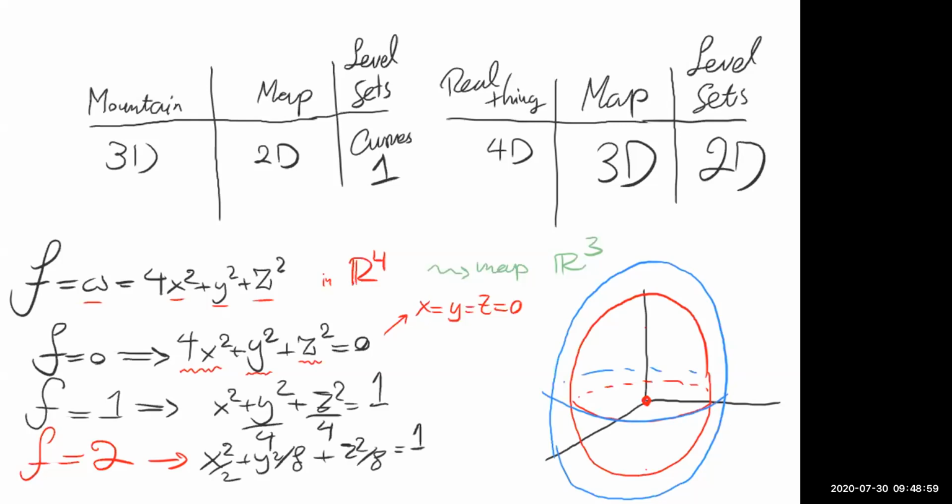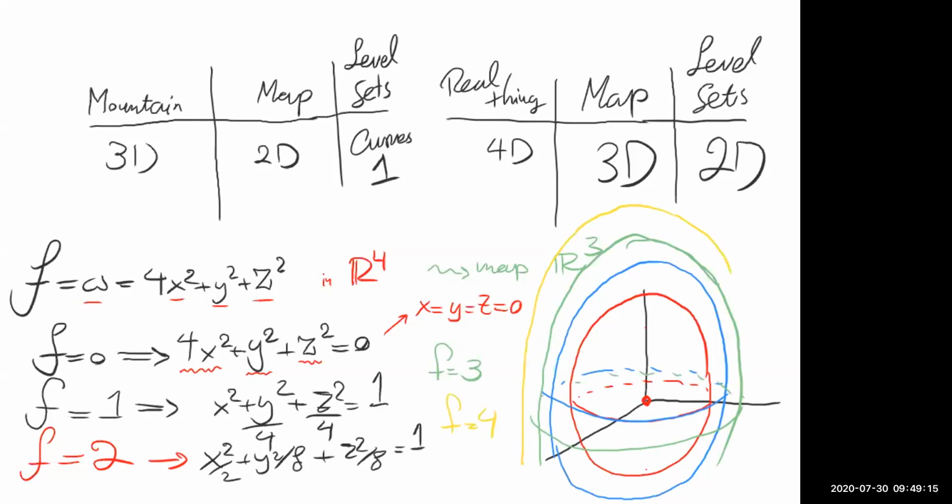And then we can continue that for, say, f equal to 3, f equal to 4, and we would see we get larger and larger ellipsoids, each of which contains, in some sense, the previous one inside it. Inside the area, it's closed. So rather than having curves, here we have surfaces. That's the higher dimensional example of this thing.